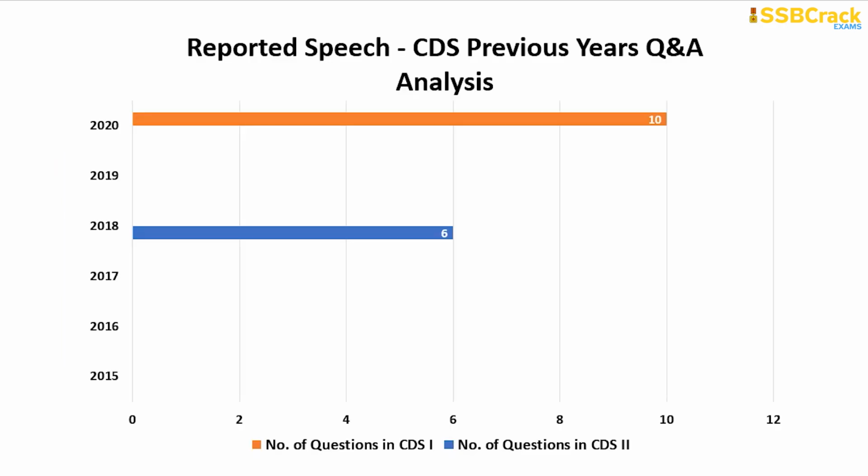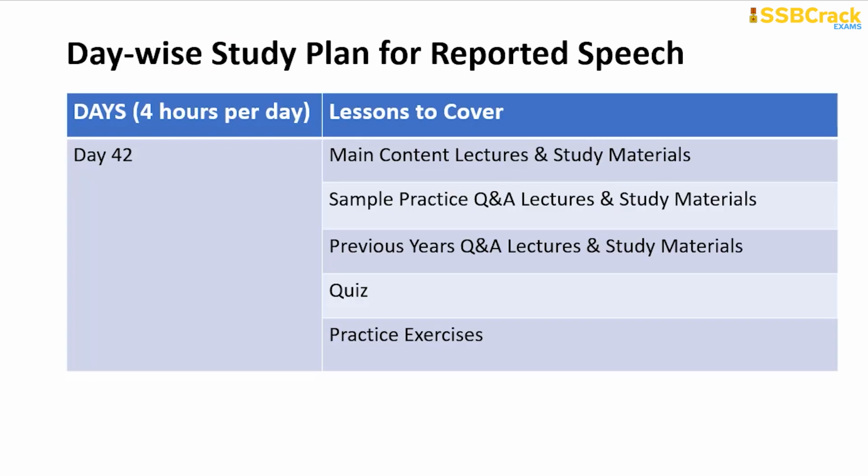The next topic is reported speech, and as you can see, 2 times it has come, once in CDS 1 2020, another in CDS 2 2018, and again the range of questions were varying from 6 to 10 in number. So obviously, for reported speech you need to dedicate 1 day 4 hours, and that is day 42. You can complete all of that is there to read, that is main content lectures and the sample practice Q&A lectures, previous year's Q&A lectures and the study materials, along with the quiz and practice exercises.